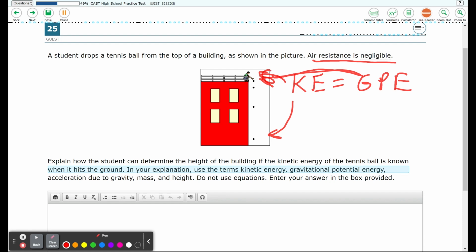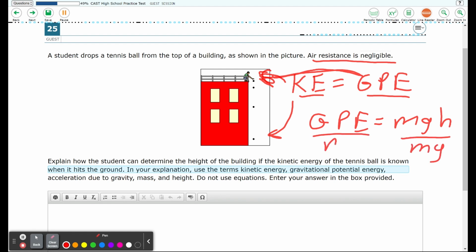So if we know the kinetic energy at the bottom, then we also know the gravitational potential energy at the top. Now, the second thing you need to know is that the gravitational potential energy is equal to mass times the acceleration due to gravity times the height. So if we're trying to find the height, we're going to have to divide both sides by mg. Okay, and that cancels out over here. And we see that the height is equal to the gravitational potential energy divided by the mass and divided by the acceleration due to gravity.